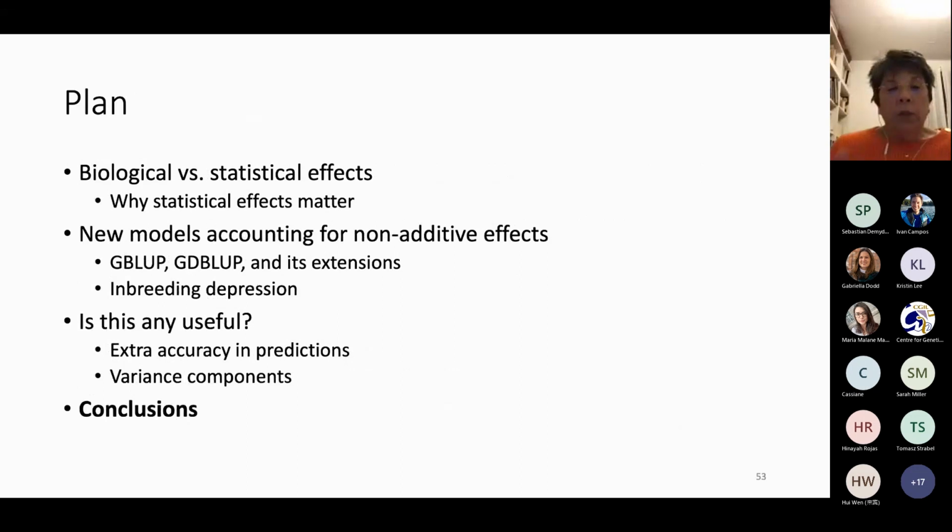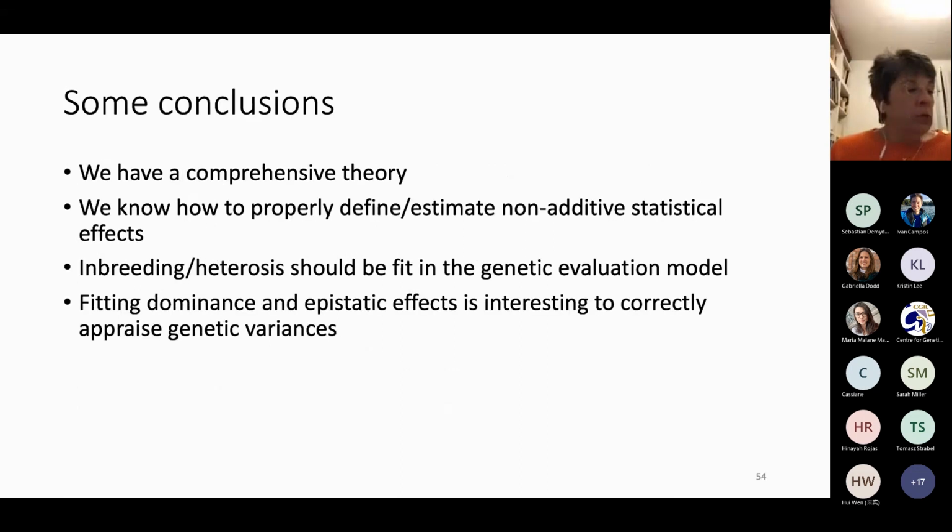Okay, so finally, I want to say that now we have a comprehensive theory. We know how to properly define and estimate non-additive statistical effects. Inbreeding should be fit in the genetic evaluation models. Fitting dominance and epistatic effects is interesting to correctly appraise genetic variances.